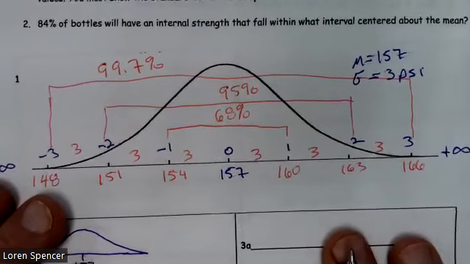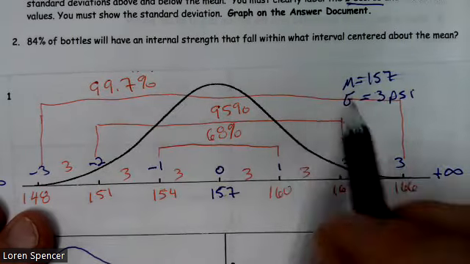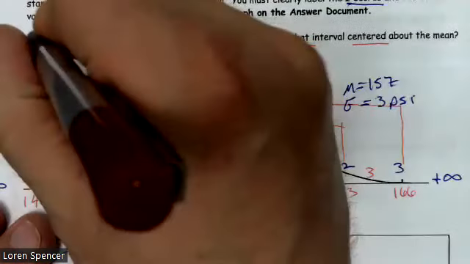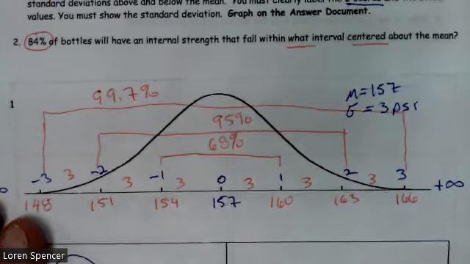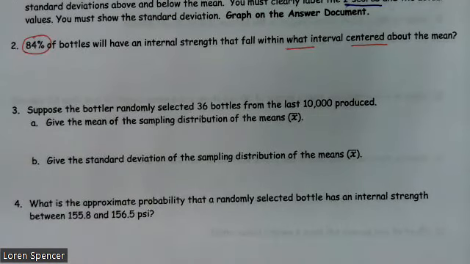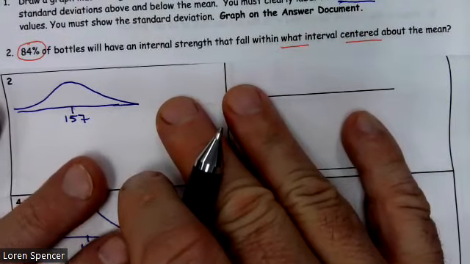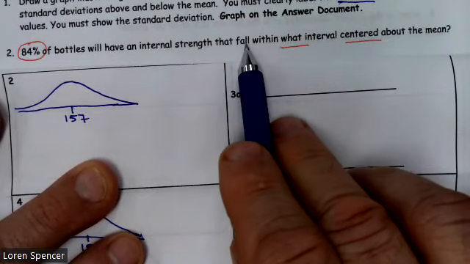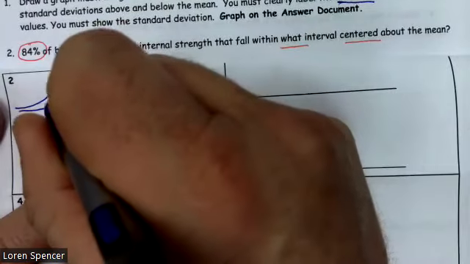All right, problem 2. 84% of the bottles will have an internal strength that falls within the interval centered about the mean. All right, what interval centered about the mean? And they said 84%. So 84% lets me know I'm doing an inverse norm. And we need to be centered about the mean. So looking at that, we start off by drawing our graph. There's our chart, but it's going to be 157. And they didn't say anything about z-score, so we're using our actual mean, which is 157.